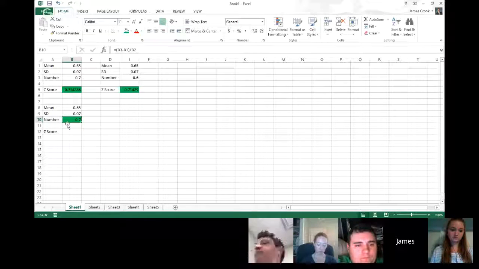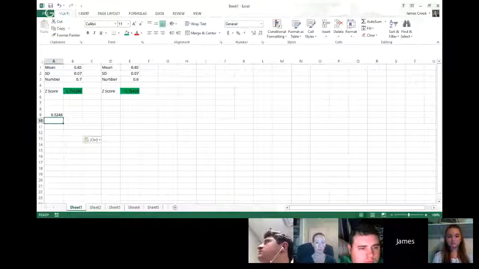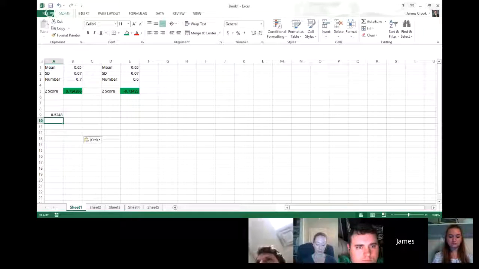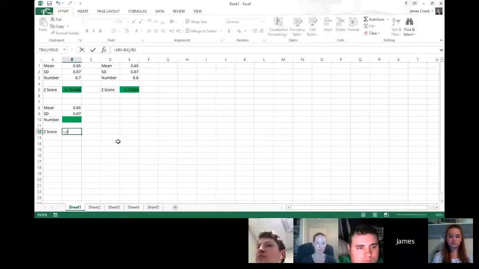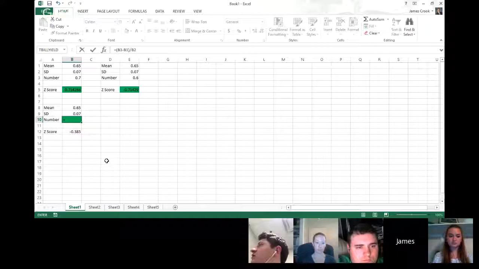Okay, I'm in Excel. Not fun. Now what we're doing is calculating the number using the z-score. So if we know the z-score is negative 0.385, I want that to be our number. You can work it out on paper too, because that's what I had to do to figure it out at first. Basically, you're multiplying both sides by the standard deviation.